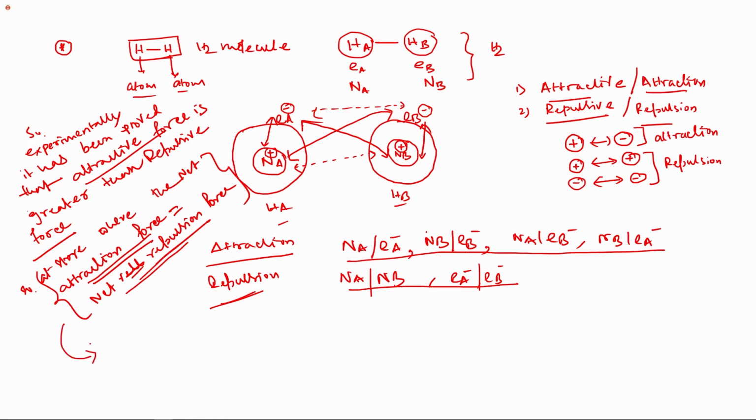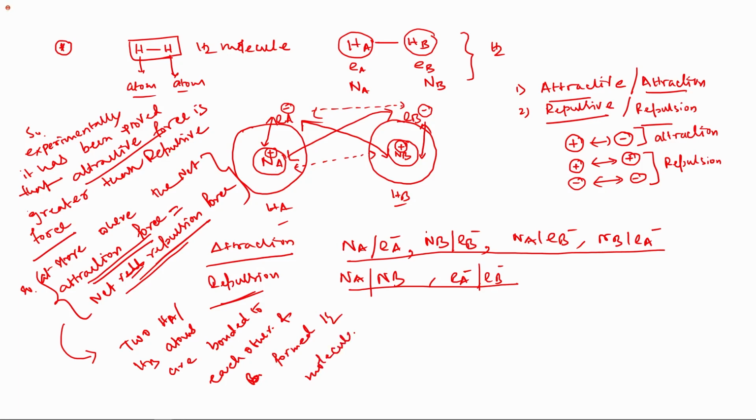So in that stage, two hydrogen atoms H of A and H of B are bonded to each other and form the H2 molecule with a bond length, where this hydrogen bond length is 74 pm. Okay, so that is the thing.